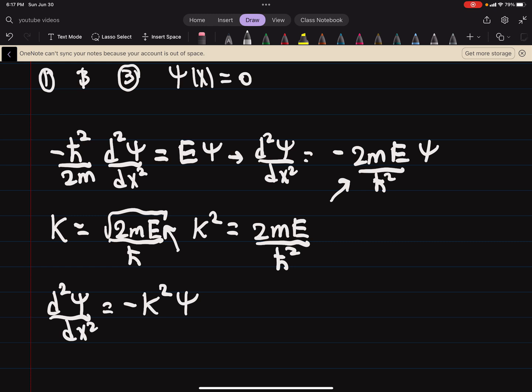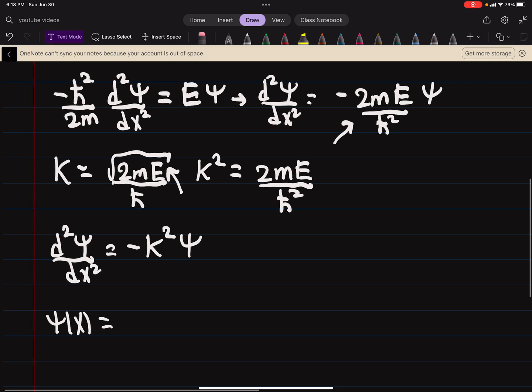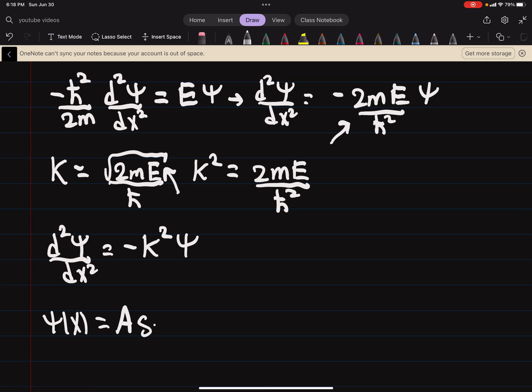Okay, so now this is a differential equation that is pretty common to solve. This is just like a spring problem or any sort of simple harmonic motion. And what we know is that psi of x is equal to, we'll call some constant A, sine of kx plus B cosine of kx. So this is a pretty simple differential equation. Hopefully you're okay with that. You could take two derivatives if you'd like, and what you would find is that this is a solution to that differential equation. But we can do a little bit better because there are boundary conditions we can consider.